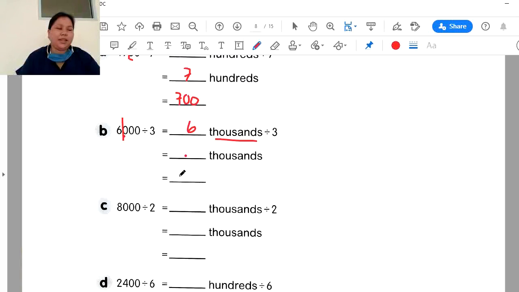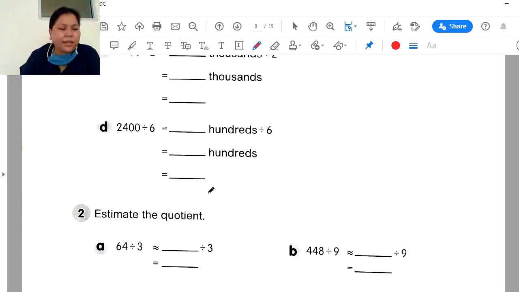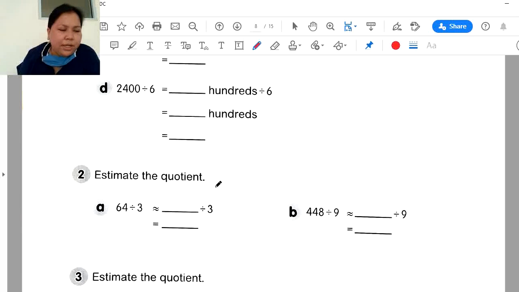And then how to make the value? To make the value, you have to put the result here, followed by the zeros that make thousands. How many zeros in the thousands? 3. So make 3 zeros. I leave C and D for you to count on your own.